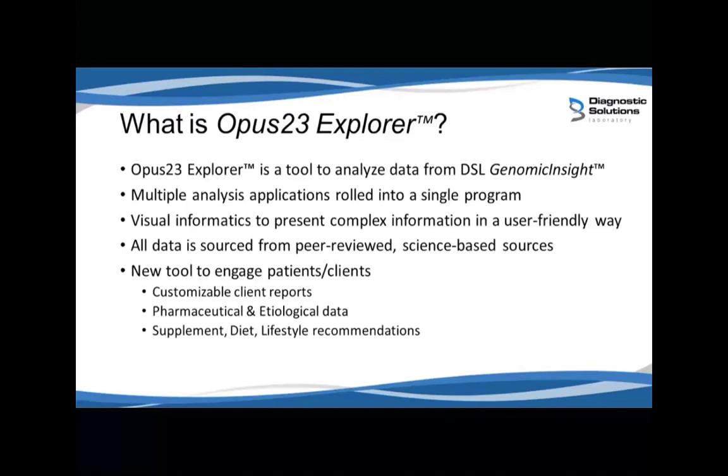And then also very importantly, all data within Opus 23 Explorer is sourced from peer-reviewed science-based articles and sources. So there's nothing within the program that doesn't have some sort of PubMed citation attached to it, or some sort of ClinVar database, or one of the other SNPpedia database attached to it. So we're always pulling from sources that are reputable and have high quality information.